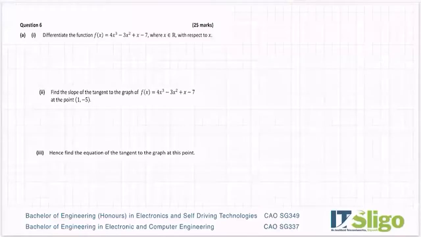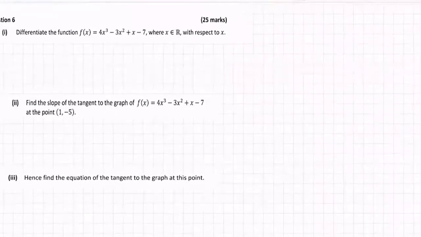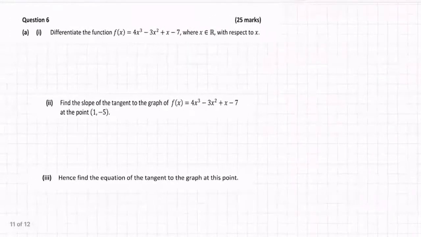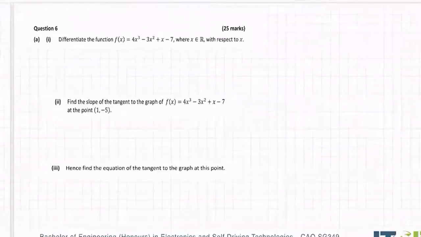Okay, so question 6 on that 2020 paper was your calculus question. Differentiate the function f of x equals 4x cubed minus 3x squared plus x minus 7, where x is an element of R, with respect to x. Okay, so differentiate the function.